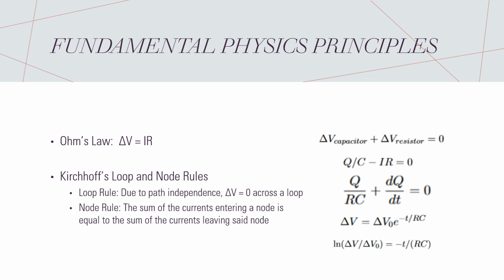So the loop rule is that due to path independence, delta V is equal to 0 across a loop. So if you could draw a loop around it, you can say that the total change in voltage is going to be 0. And then the node rule says that the sum of the currents entering a node is equal to the sum of the currents leaving said node.